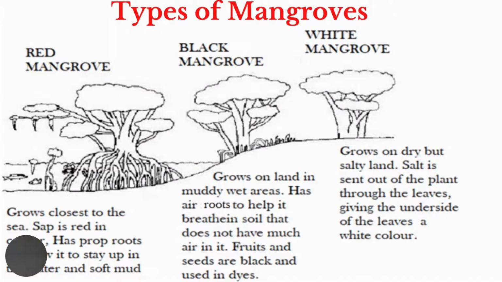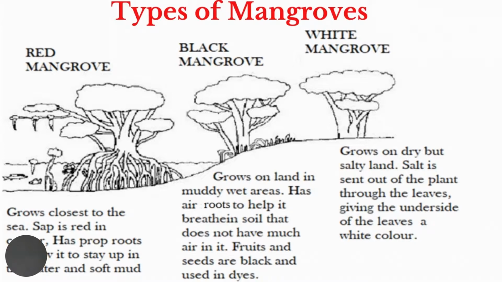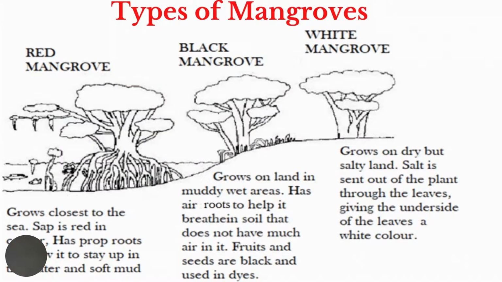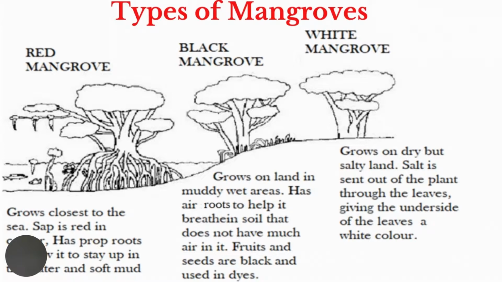The white mangroves grow on dry but salty land at higher elevations than the black mangroves. Their roots are not visible. In fact, they lack special root adaptations. They are very salt water tolerant. Salt is sent out of the plant through the leaves, giving the underside of the leaves a white color.